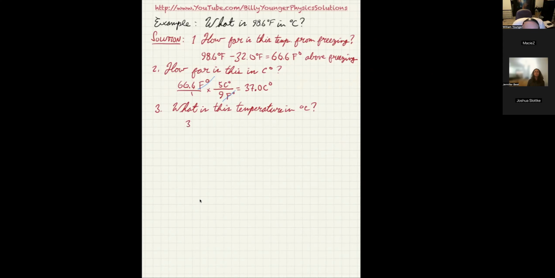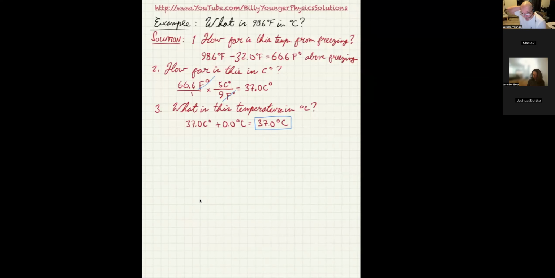So 37.0 Celsius degrees plus 0.0 degrees Celsius is 37.0 degrees Celsius, and that's our answer. So it does turn out that 98.6 degrees Fahrenheit is 37 in Celsius. Any questions on that one?